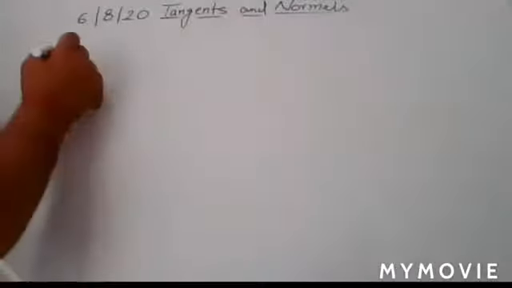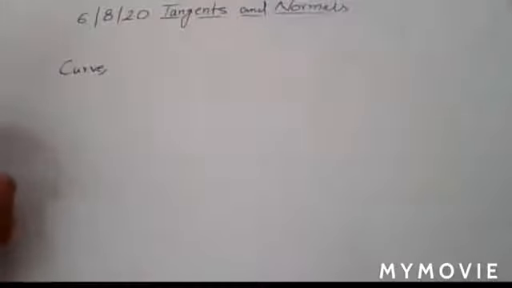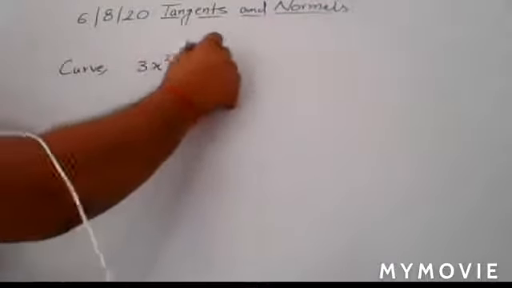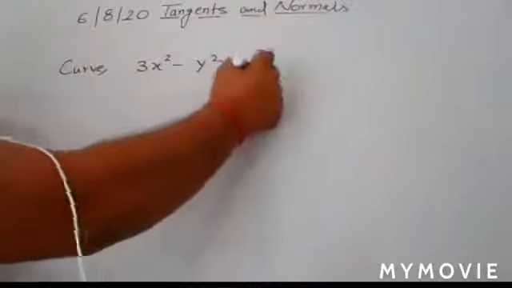So today we start the questions based on the equation of tangent and equation of normal. So you note it. Find the equation of tangent to the curve. Here the curve is given: 3x square minus y square is equal to 8.